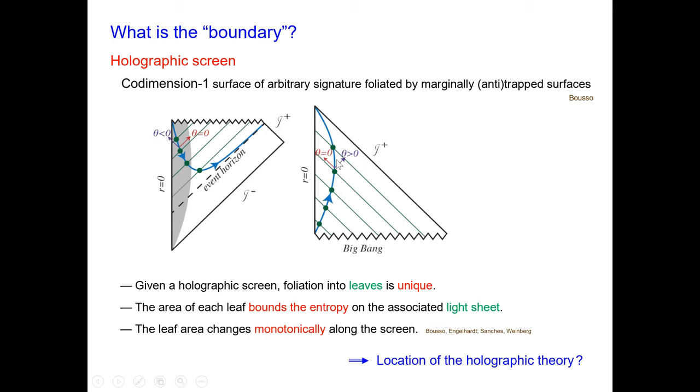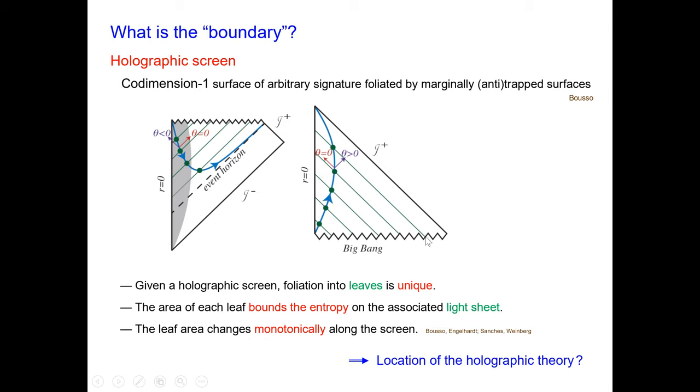That's called the holographic screen. The reason why you can think that the bulk physics can be represented by a theory in one less dimension is because entropy is bounded by the surface of that. So you have to use that surface. And that surface is given by the following. Suppose you have some foliation by light rays. Okay? This is a Penrose diagram, these lines are light rays.